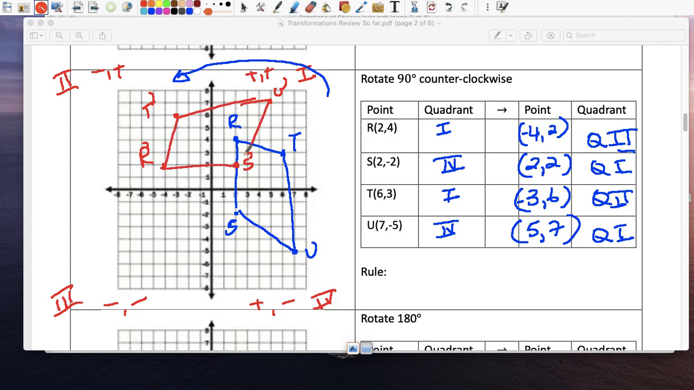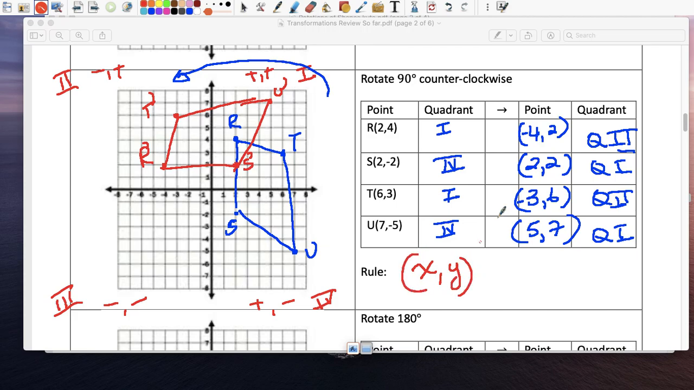There you go. You can tell that's a 90-degree rotation. S and U, who were in quadrant 4, are now in quadrant 1. R and T were in quadrant 1 and are now in quadrant 2. So we're good. What's the rule for this rotation?